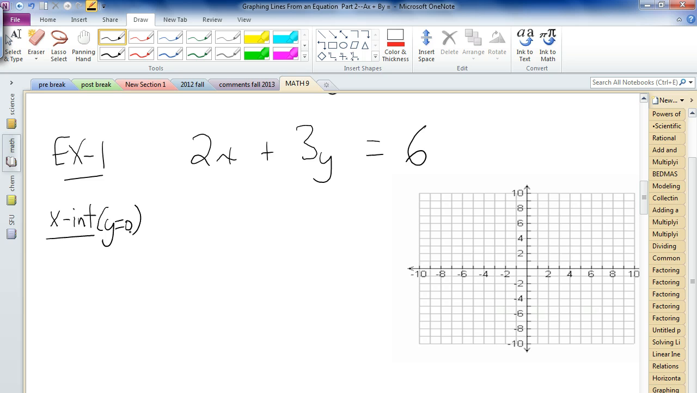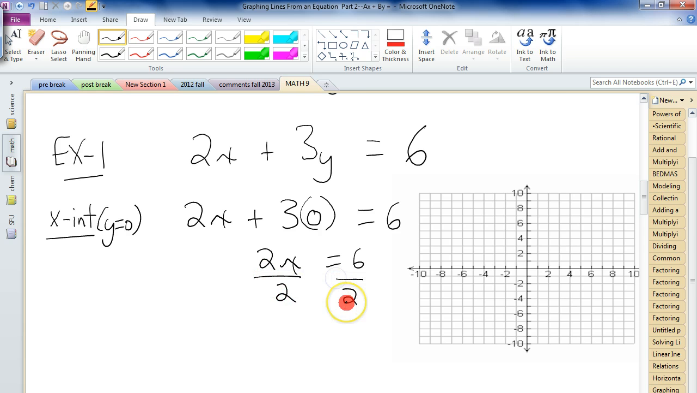So all we do is sub in 0 for y in this equation, and we solve it. So y is equal to 0, so we're going to put 2x plus 3, and we're going to sub in a 0 here, put it in brackets, whatever you're subbing in, equals 6. 3 times 0 is 0, so that just completely vanishes, and you're left with 2x equals 6. 2 is multiplying the x, divide by 2, the x is canceled out, x equals 3.